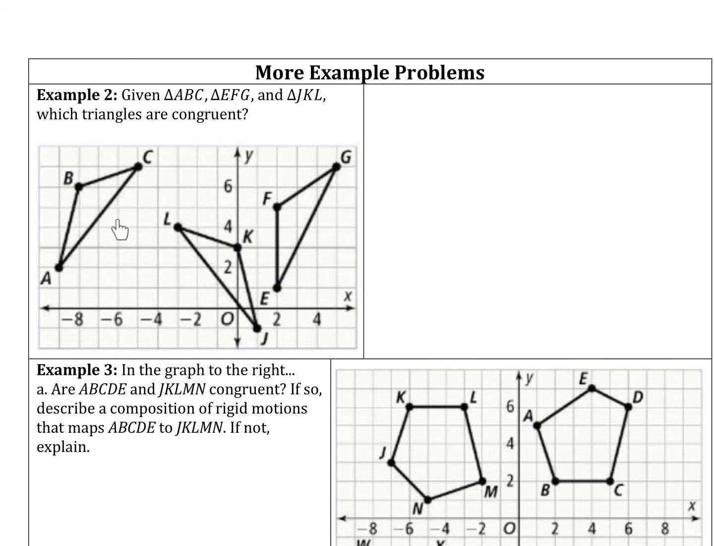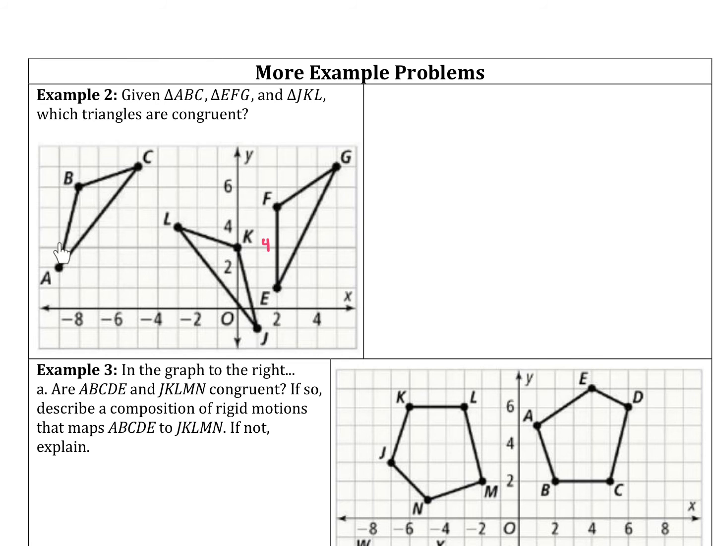And the reason is, if there was a rigid motion that moves this to this triangle, then the segments would have to stay the same length. But if I look at the length of segment EF, that is pretty clearly 1, 2, 3, 4 units long. Segment EF is 4 units long. Let me just mark that on my picture. It is 4 units long. But segment AB is slightly longer than 4 units.